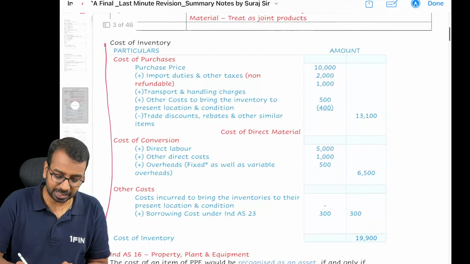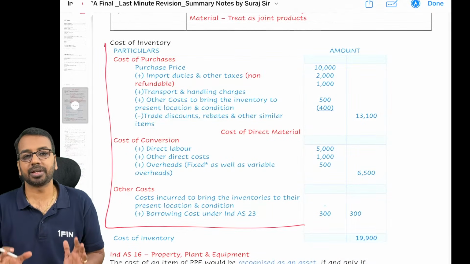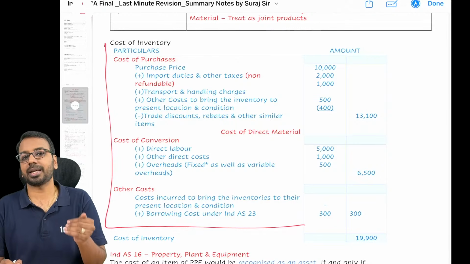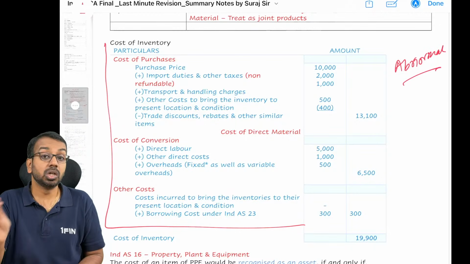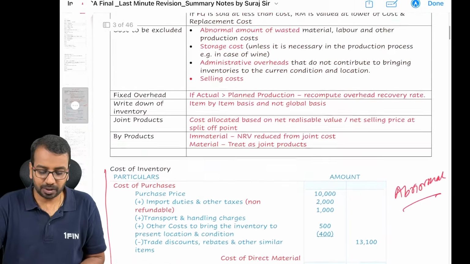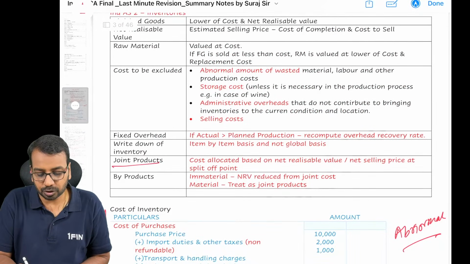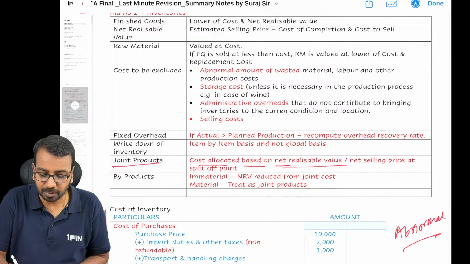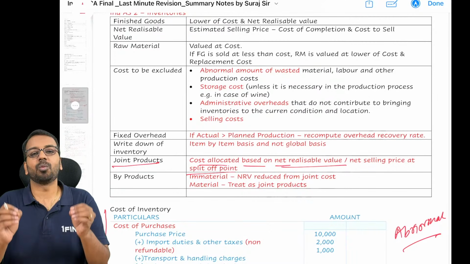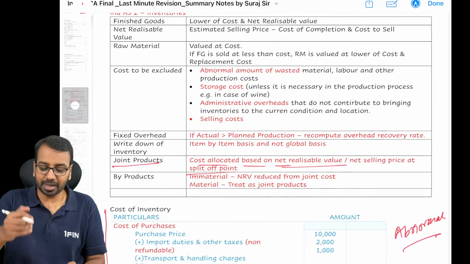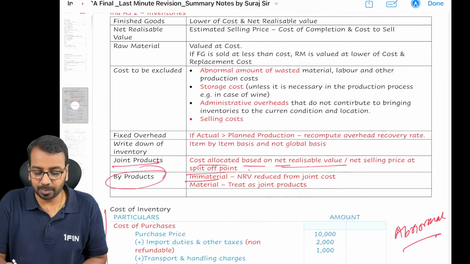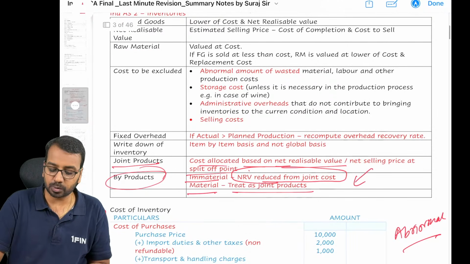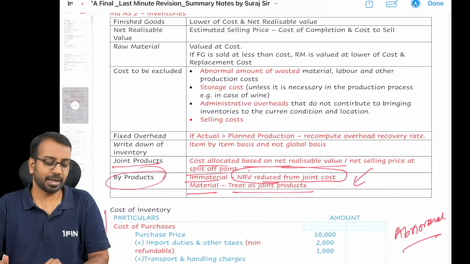This is the single table that you need to remember as far as cost of inventory is concerned: what all are included and what are excluded. Important thing, abnormal losses are always excluded. Normal losses are included. Then we have joint products and byproducts. For joint products, costs are allocated based on NRV at split-off point, so we will compute the net realizable value at split-off point and accordingly split the cost. Byproducts, if immaterial, we will reduce from joint cost, and if material, they are treated as joint products. This was one question which was tested in the May 25 attempt as well.